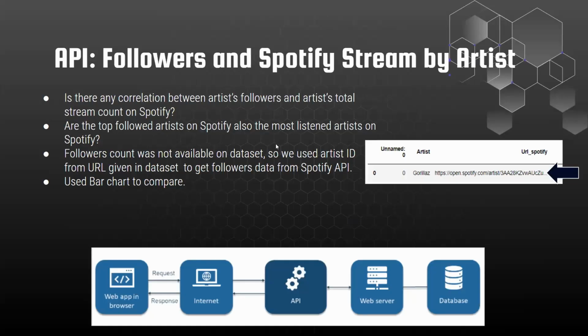Moving to the most interesting API part of the analysis. We scraped the data from an API to get followers count. We were trying to find if there is a correlation between artists' followers count and most listened artists on Spotify. Followers count were not available in the Spotify dataset that we used. So we used the URL link given in the dataset to get artist ID and used it to get followers data of the artist from the Spotify API.